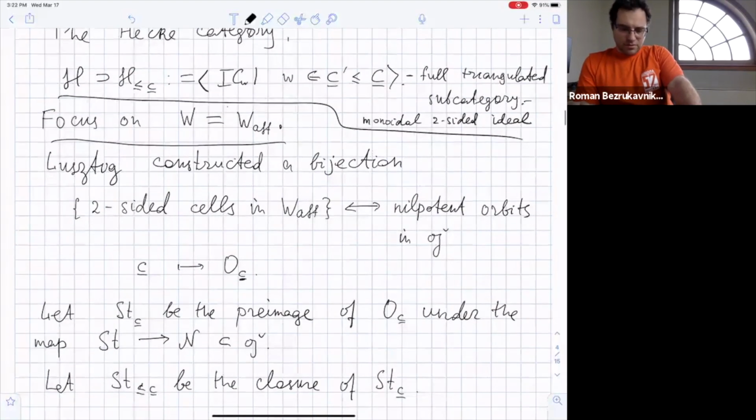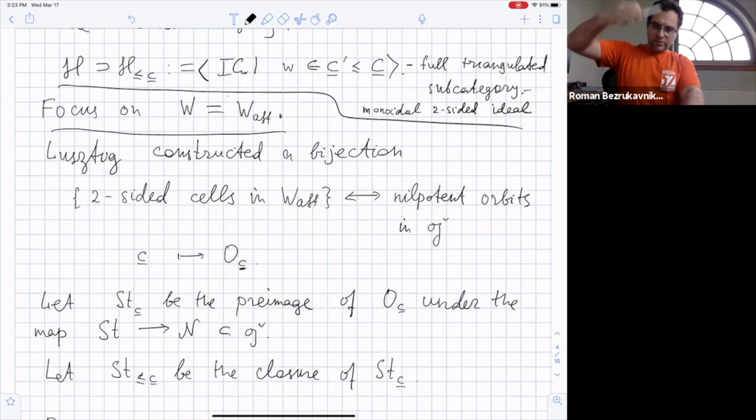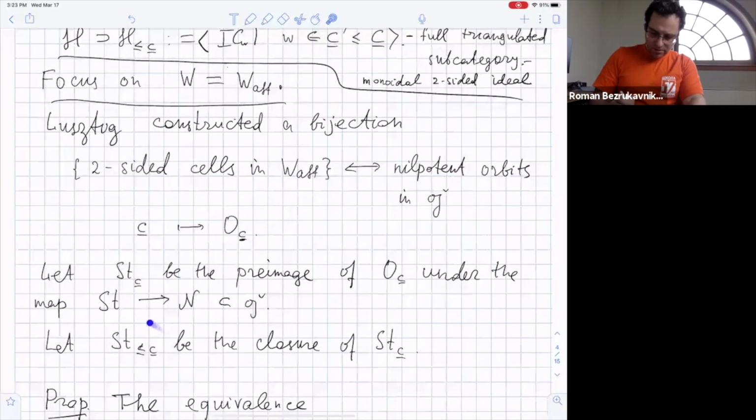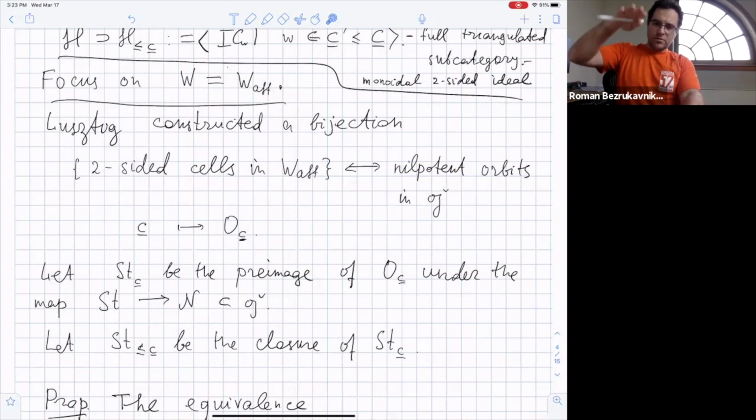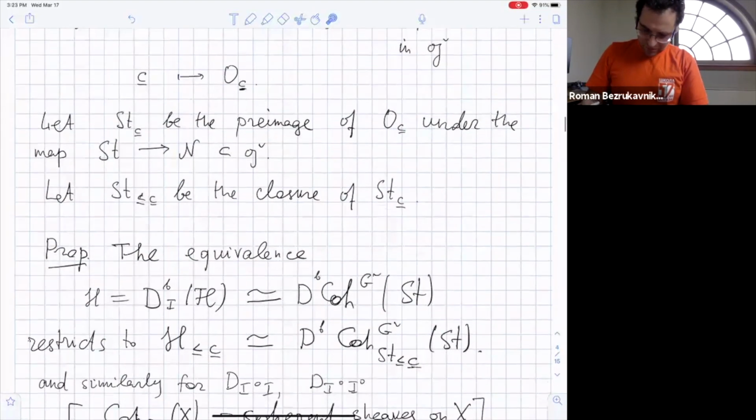And the answer is very nice, and perhaps you can guess at this point what it is, especially once you see this notation. So I take the standard map, and the standard map goes to the nilpotent cone. So I can take the pre-image of a given orbit, the pre-image of O_C, and I can close it. Since the map is proper, it doesn't matter: I can take the closure in the nilpotent cone and take the pre-image of that, or I can take the pre-image and close. Both give the same result.